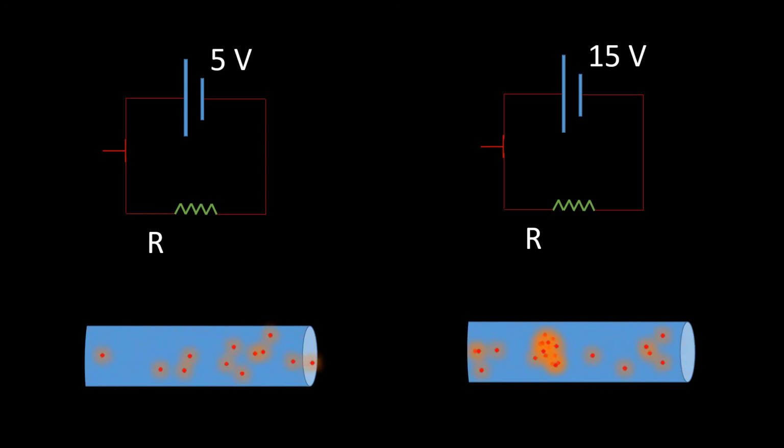Ohm suggested that as you increase voltage, current increases proportionately, but the condition is don't make any other changes. If you change the resistor, this relation does not hold true. If you change temperature, this relationship does not hold true.